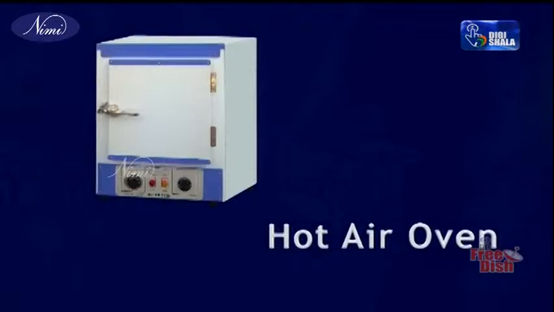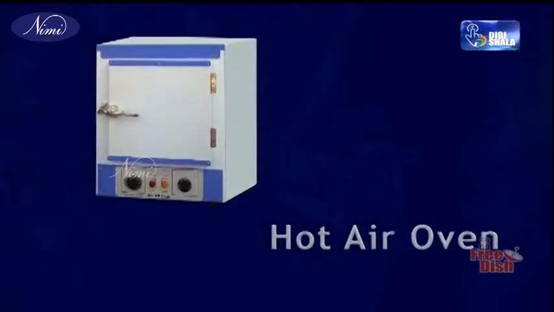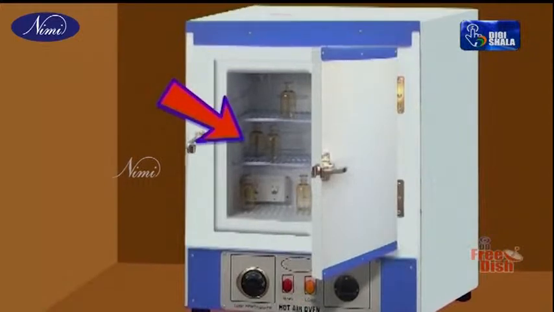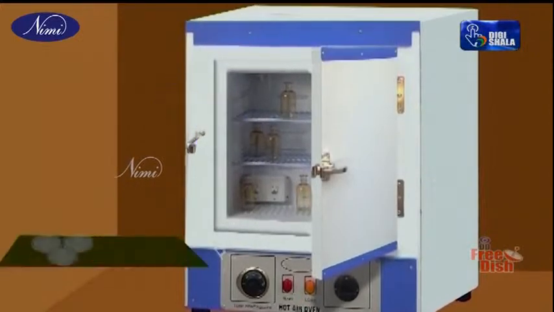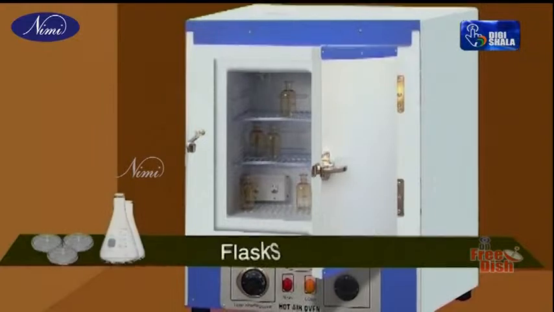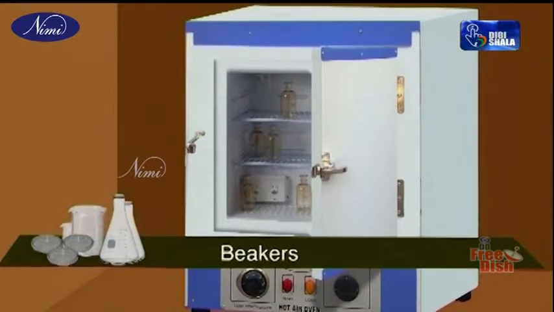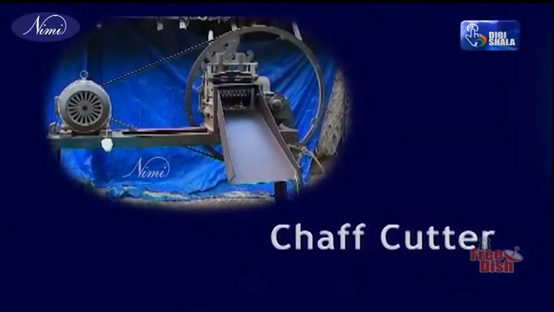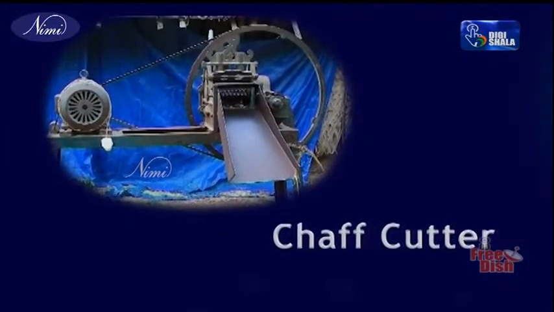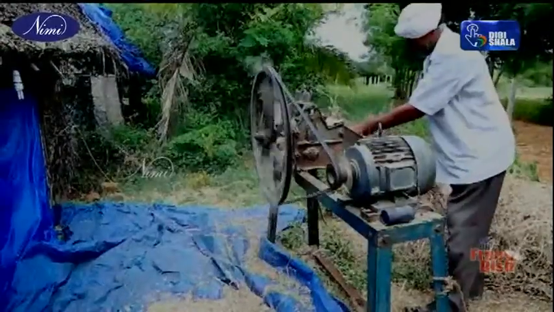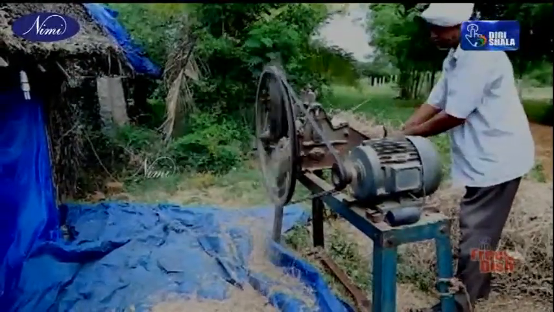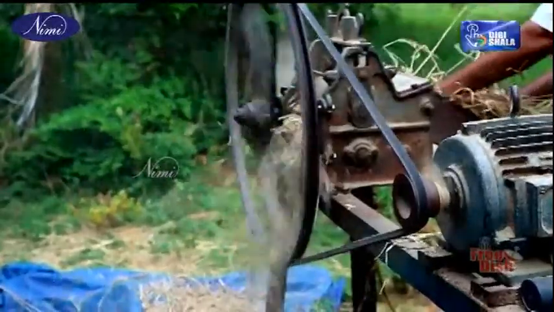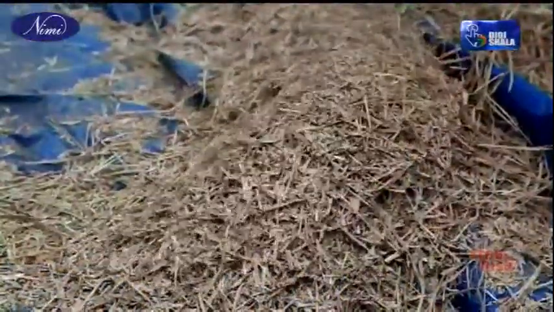Hot air oven. It has a hot air chamber, mainly used to sterilize glasswares like petri dishes, flasks, beakers, test tubes, etc. Chaff cutter. It is used to chop paddy straw into small bits of 2 inches to 3 inches for easy handling and bed preparation.